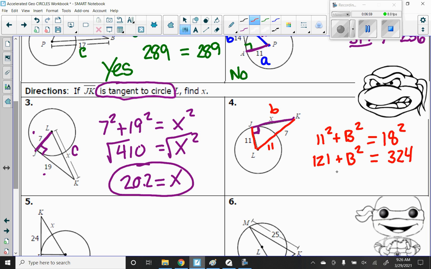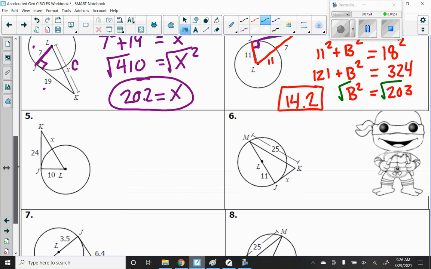All right, so I'll have 121, that's 11 squared, plus B squared equals 324, which is 18 squared. I'm going to subtract 121 from both sides, and I get 203. And the last step is to take the square roots, and you're going to get right around 14.2. Last step of Pythagorean theorem is always take the square roots.